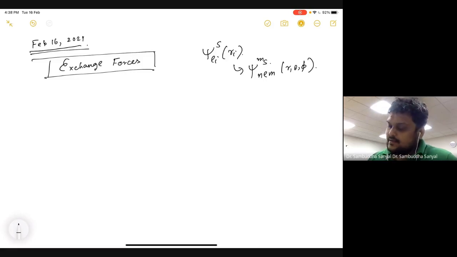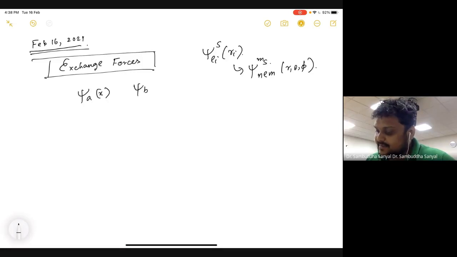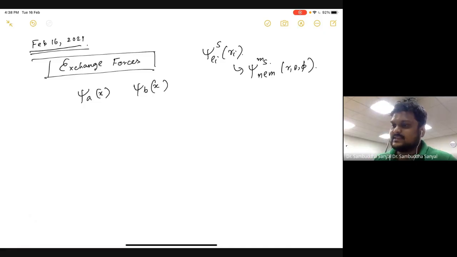Okay, so let's talk about this exchange force. The idea is again from Griffiths. It's a very simple topic. You can read it and understand in 30 minutes maximum. Let's say I have a particle in a state psi a of x and another in psi b of x. It's a 1D object, so x is a continuous variable, and I can write x1 and x2. Then I can write the combined wave function in these three cases.